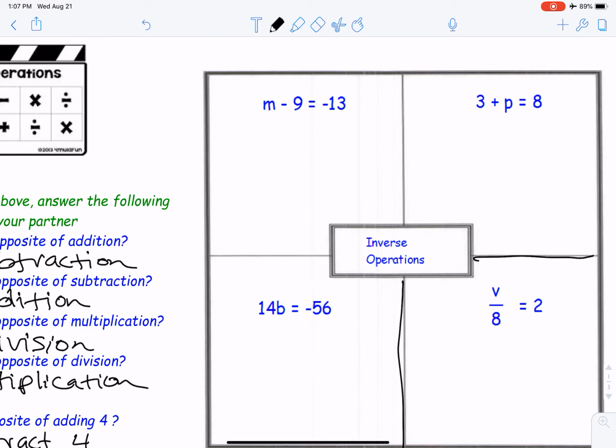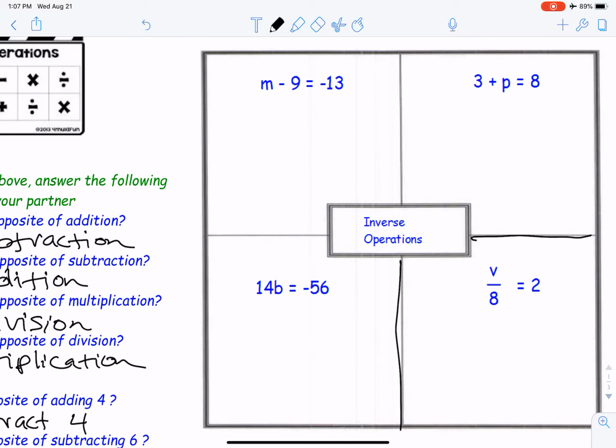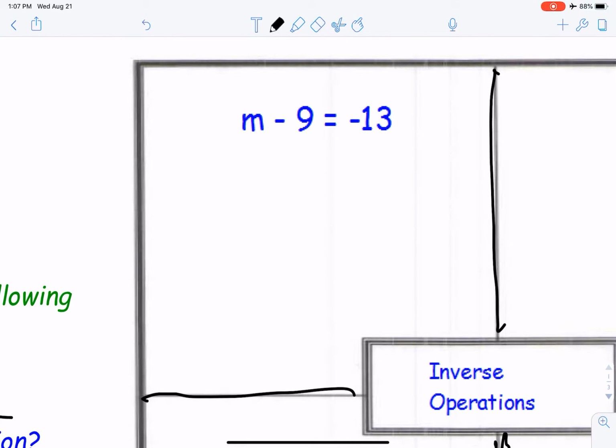Okay, so let's get started. On your journal, you are going to break up your page into 4 sections like so. So you're basically going to make a huge T in your journal and do one problem in each square. Okay, so starting on the top left. To start off, I'm going to draw a line in between my equal sign so that I know I have 2 sides. The left side reads m minus 9 and the right side reads negative 13.